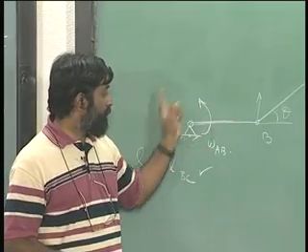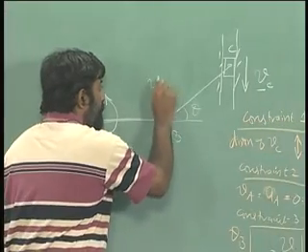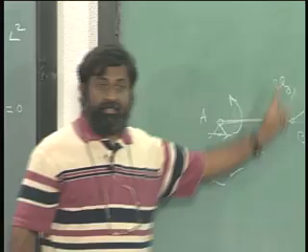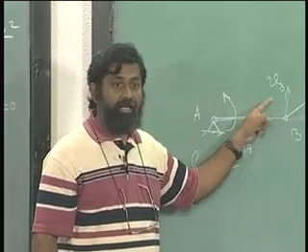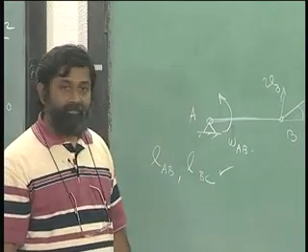Remember, if it is rotating like this with an angular velocity omega, the velocity VB will be along this, and the direction is omega r times this direction. Clear? It is as simple as that.